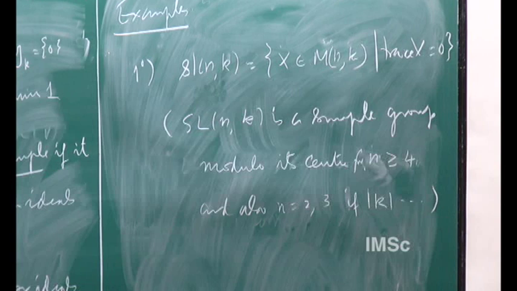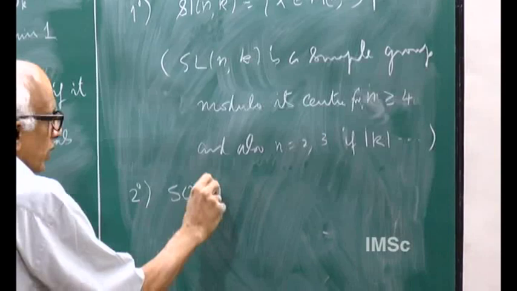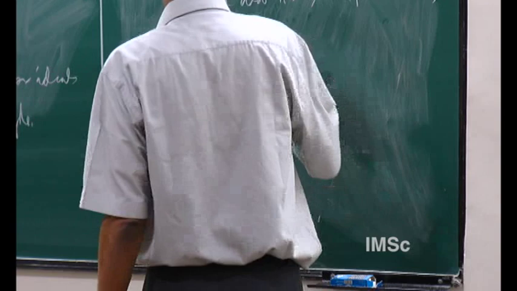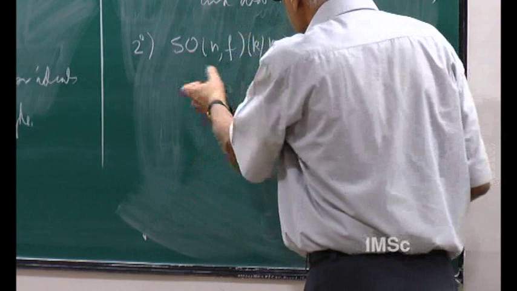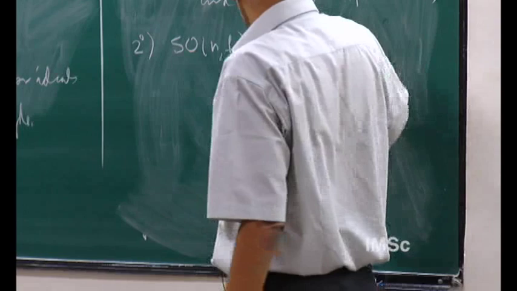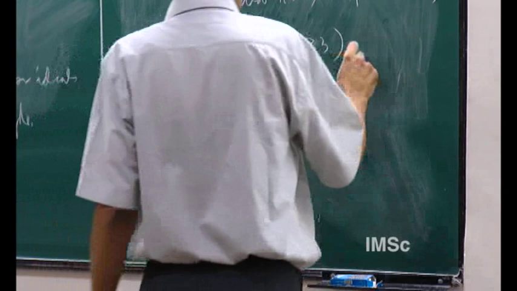Second example, SO_n(F) with n greater than or equal to 3. Again, it's simple. I take a quadratic form over K and take matrices whose entries are in K and preserve the quadratic form, provided n is greater than or equal to 3. F is a quadratic form in n variables. F is a non-degenerate quadratic form.